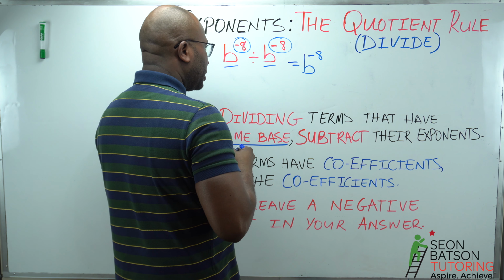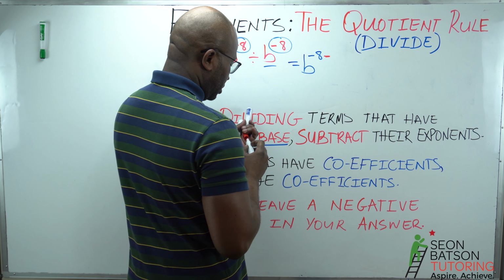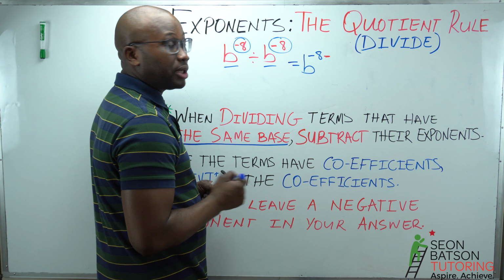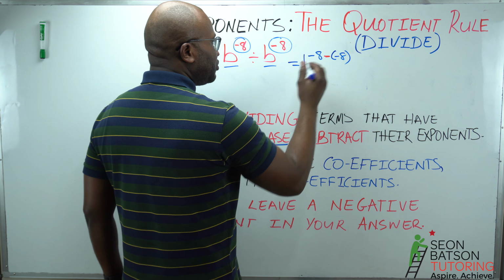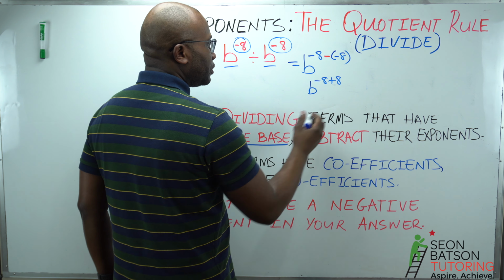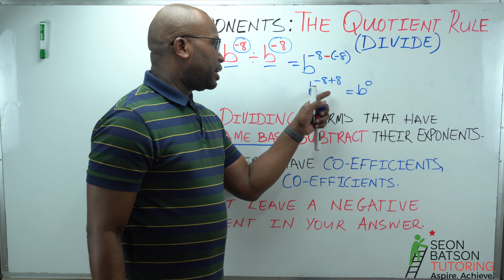And again, we'll do what? Before you put the second exponent, put your subtraction sign. Don't forget that. Always put the subtraction sign before you put the second exponent. And the second exponent is negative 8. So this will give us what? B to the negative 8 plus 8, which is b to the 0 power. Because negative 8 plus 8 is 0.